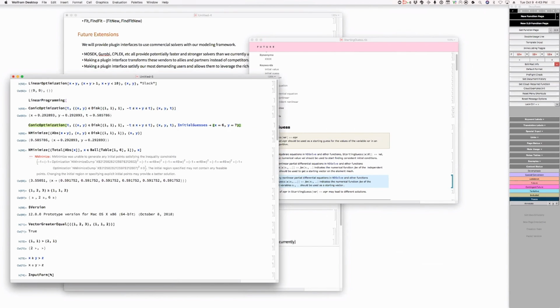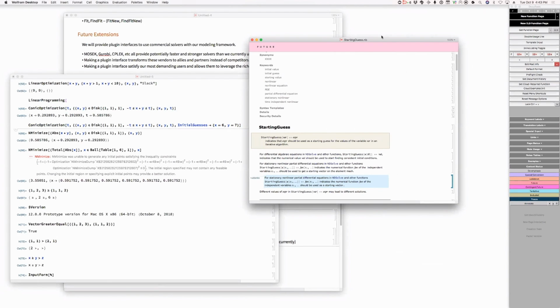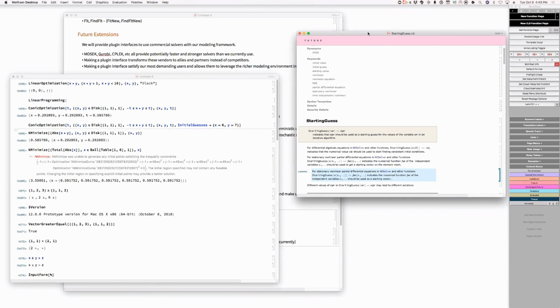I don't know what this background noise is, but anyway, initial guess just seems like an awfully informal thing to say. What would be a fancier name for this? Well, the reason we came up with initial guesses, we tried all sorts of different names, is because there's something called guess in the Modelica language. We wanted to avoid starting value or initial value because it's a bad idea.